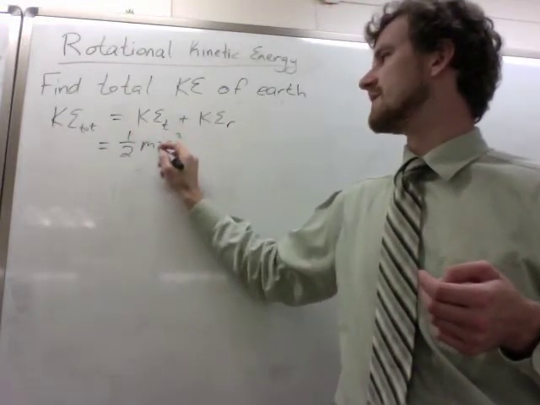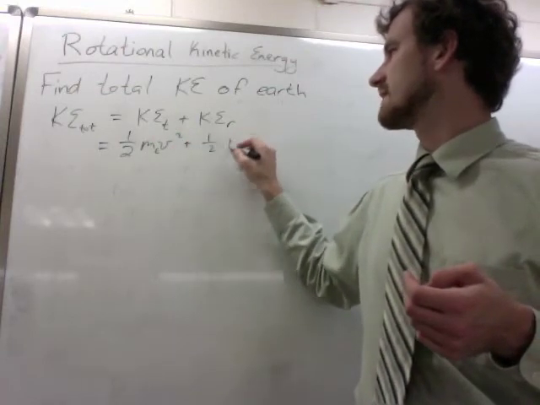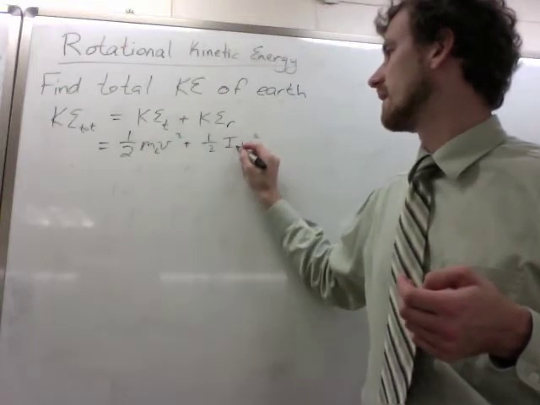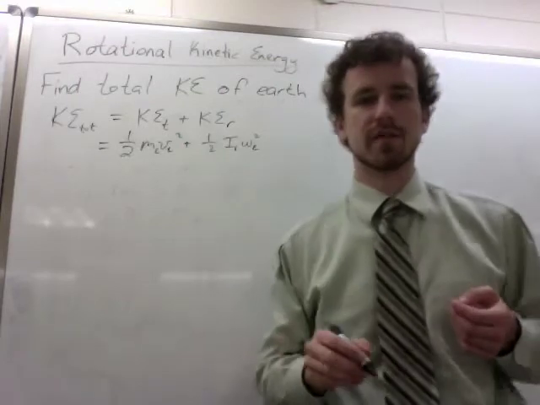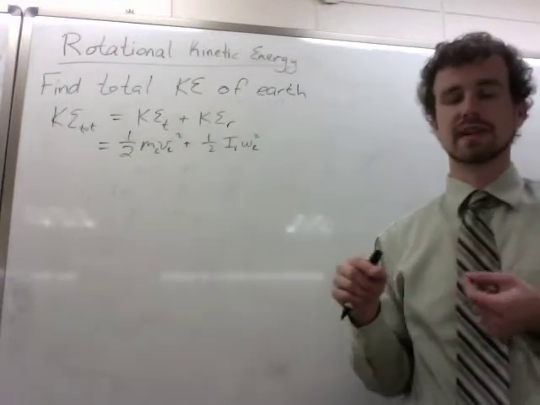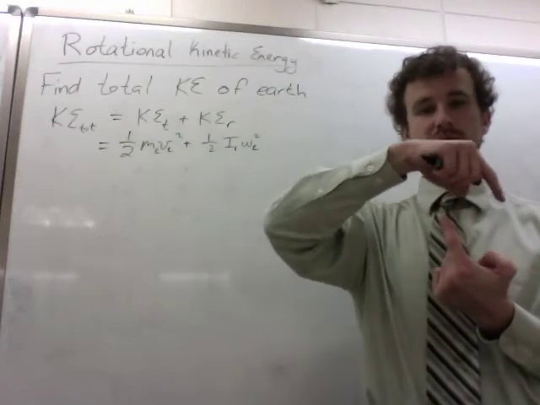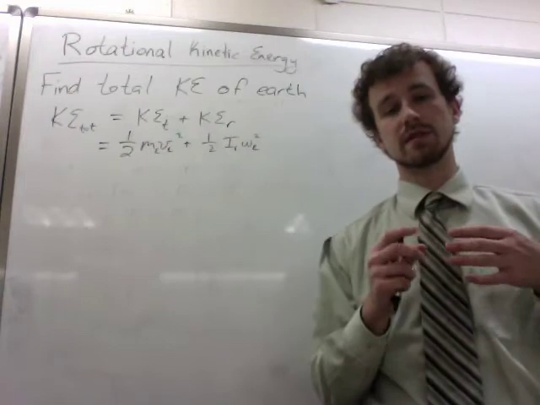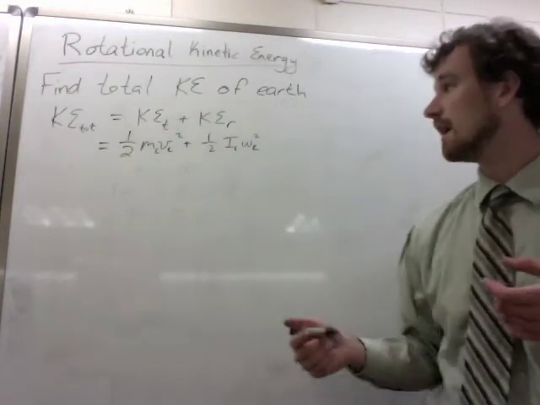is 1/2 mv squared. This is the mass of the Earth. And this is 1/2 I omega squared. And these are all going to be of the Earth. So there are two parts to the kinetic energy of the Earth. There's the translational kinetic energy it has as it revolves around the Sun, and there's the rotational kinetic energy it has as it spins on its axis.